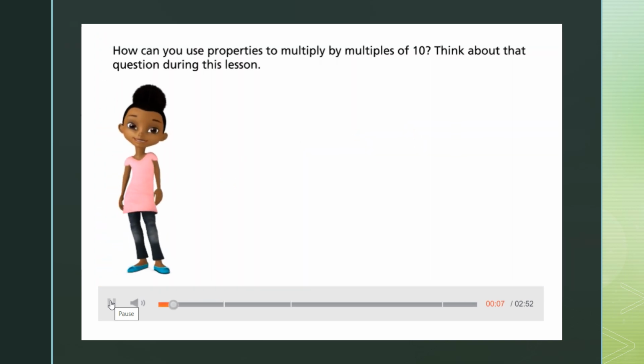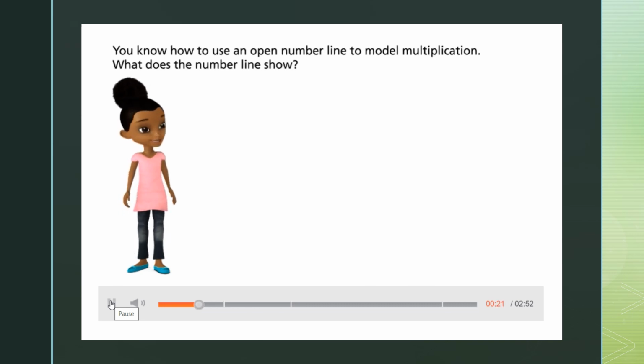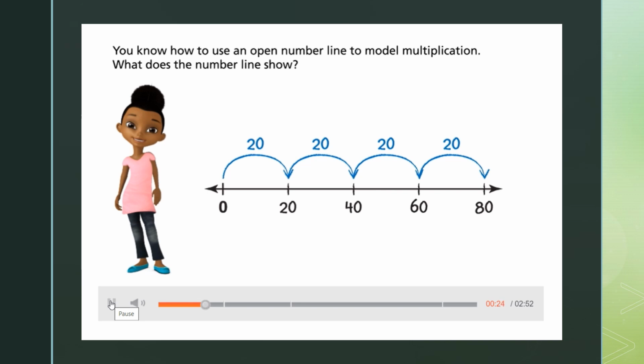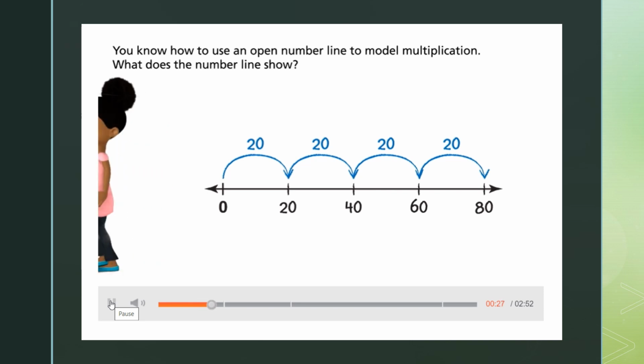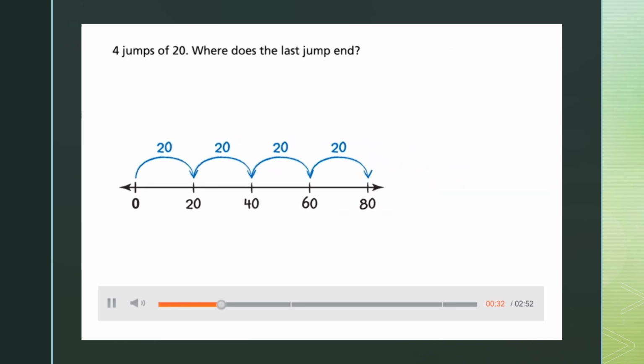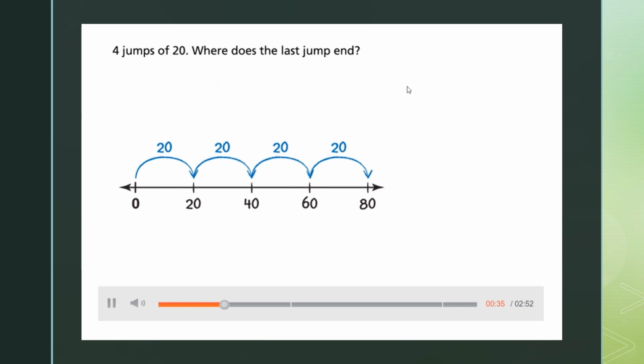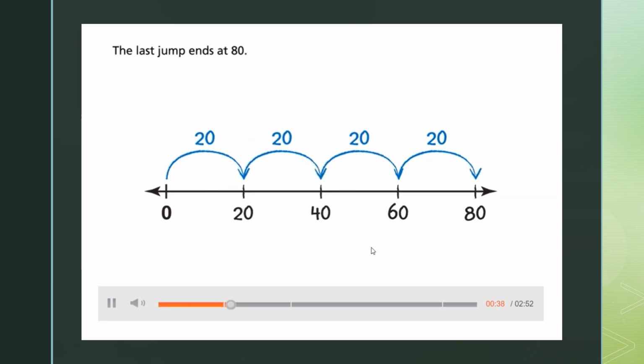How can you use properties to multiply by multiples of 10? Think about that question during the lesson. How can you find the product of 4 times 20? You know how to use an open number line to model multiplication. What does the number line show? 4 jumps of 20. Where does the last jump end? Select your answer. All right, we see right there, 80. The last jump ends at 80.